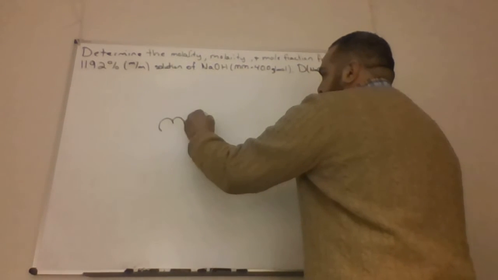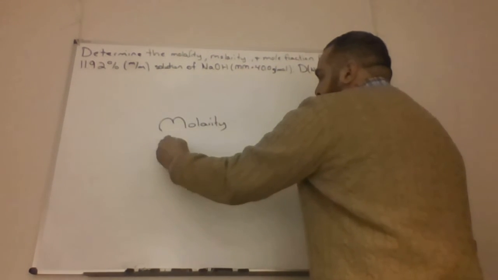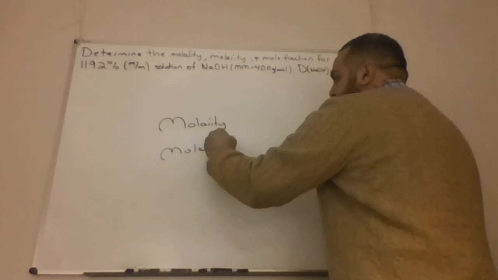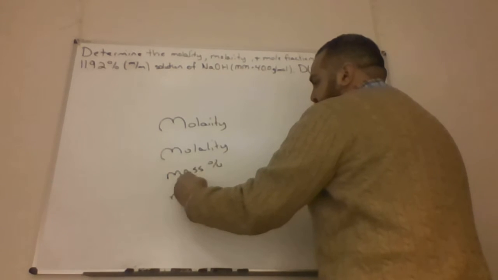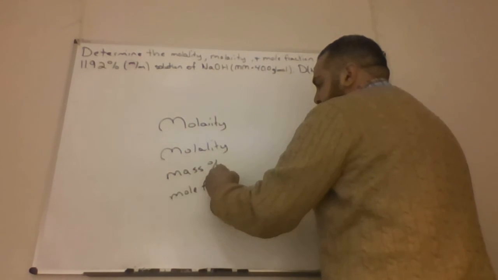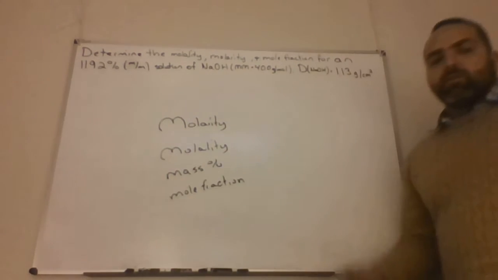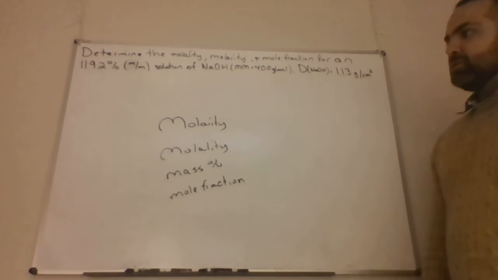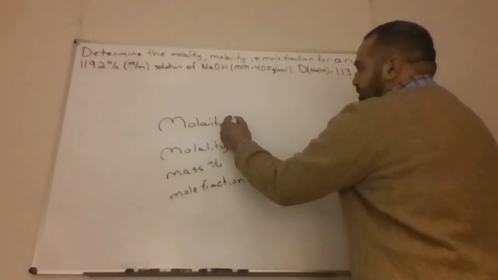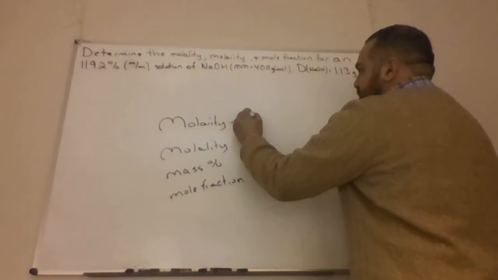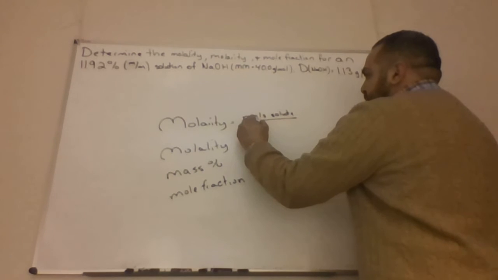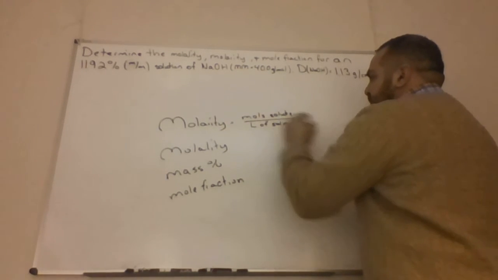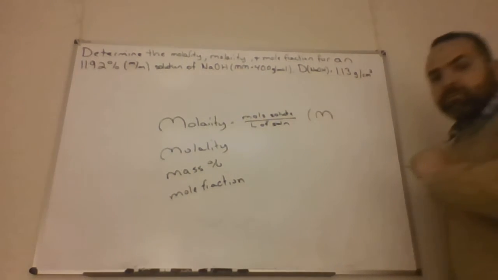So for example, we have molarity, molality, mass percent, and mole fraction. So these are the four common concentration units. Now molarity you learned in Gen Chem 1. Molarity is moles of solute over liters of solution, denoted with a big M.